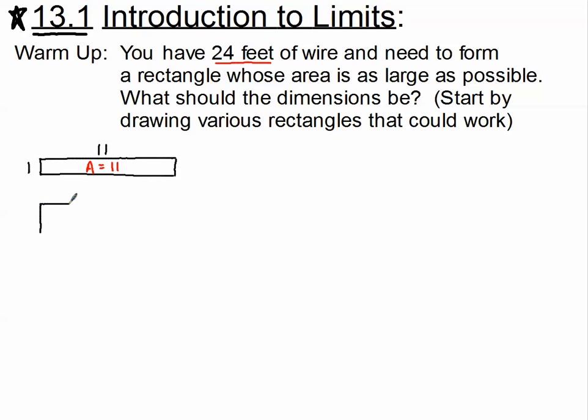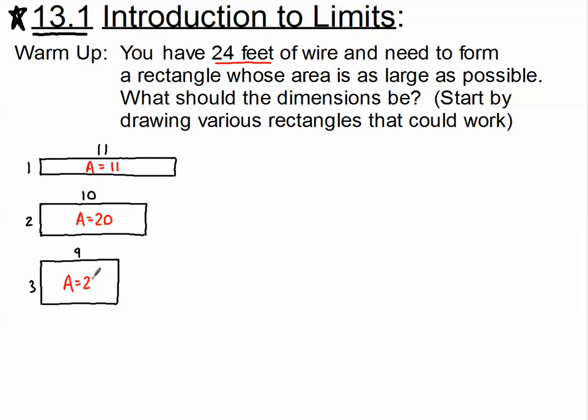If we have a width of 2, these are not necessarily going to be to scale. So a width of 2 would have to have a length of 10 for us to have a perimeter of 24. And that area is larger, so therefore it's winning. 2 times 10 would be 20. Let's see what happens when we increase the width to 3. Therefore, our length would be 9, and that has an even larger area, 27 square feet. Okay, so we're getting bigger.